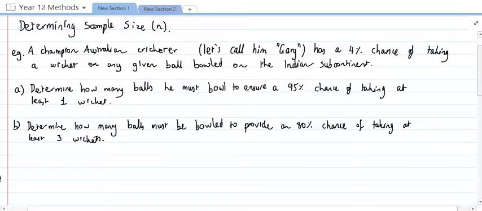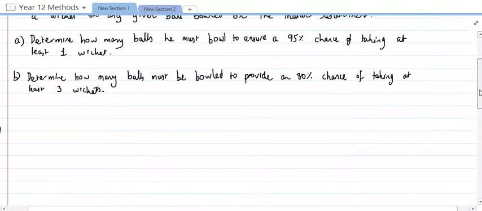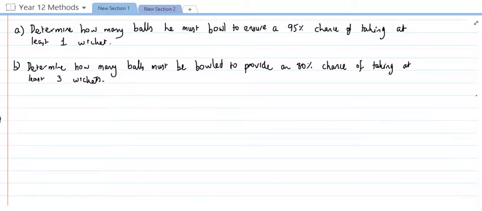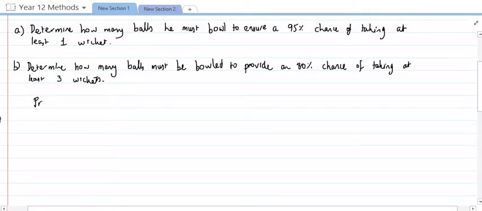So, let's do the first part. Determine how many balls he must bowl to ensure a 95% chance of taking at least one wicket. Now, what we're looking for then is the probability of x being greater than or equal to 1. We want that to be more than a 95% chance.